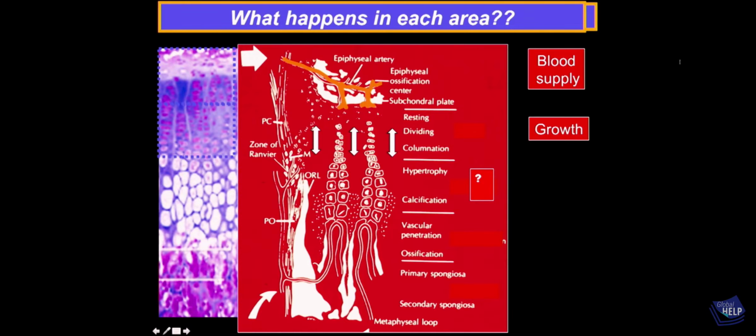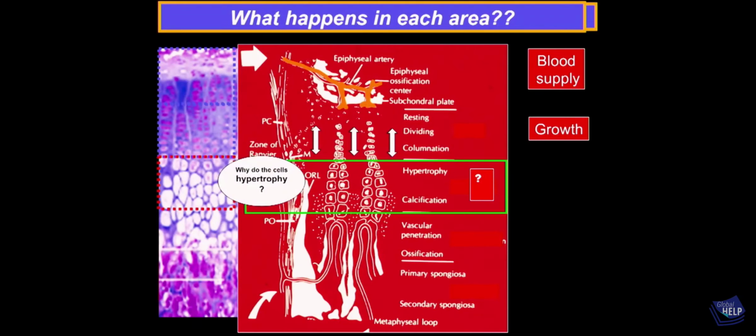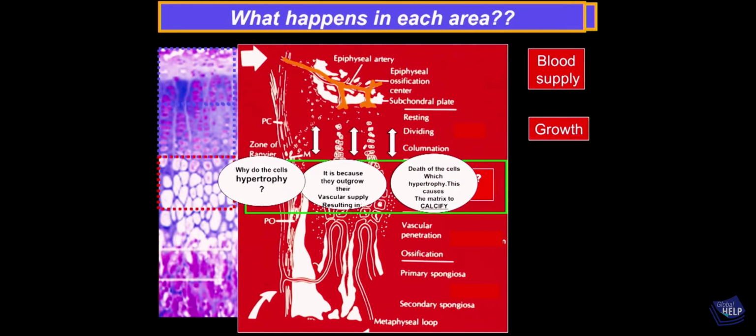What happens here? Hypertrophy. Yeah, they become hypertrophic. Why do the cells hypertrophy? Well, it's because they outgrow their vascular supply, and they die, actually. These cells have outgrown their vascular supply because it comes from up in the epiphysis, and so they outgrow their blood supply, and that allows the matrix to calcify.